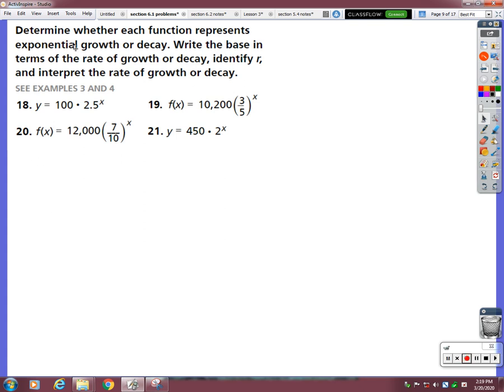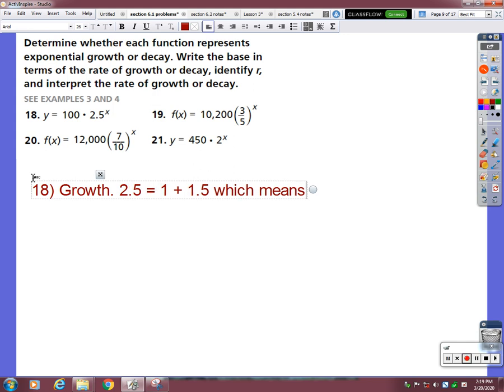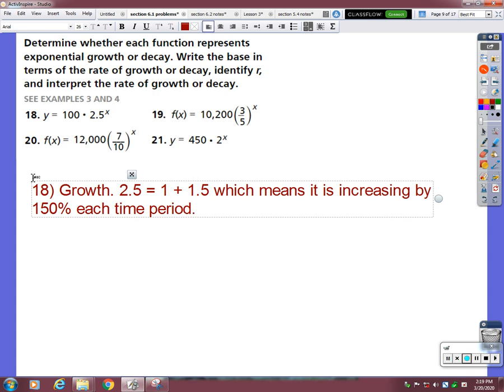Write the proportional and then interpret it. Okay, so easy peasy lemon squeezy. Here we go, number 18. That is clearly growth because 2.5 is bigger than 1. So the way I would write that is 2.5 equals 1 plus 1.5, which means it is increasing by a whopping 150% each time period. They didn't really tell us days or whatever.